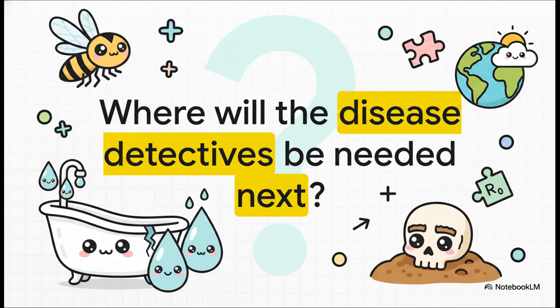So let's pull it all together. We've connected the leaky bathtub of community spread, the climate-driven migration of the tiger mosquito, and the hidden vulnerabilities buried deep in our Neanderthal DNA. When you take the strict math of the basic reproductive number and throw in shifting climates, global travel, and our own genetic variations, the puzzle becomes infinitely complex, which leaves us with one final, pretty provocative thought to consider. With all these evolving factors constantly in the mix, where will the disease detectives be needed next?